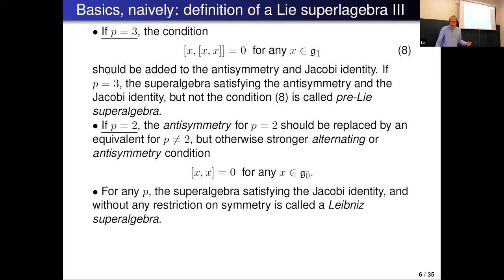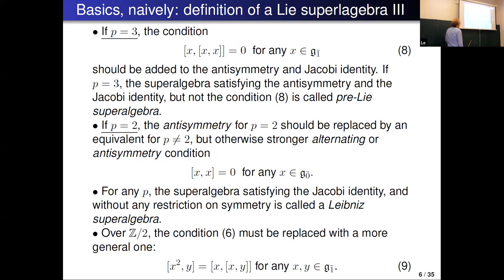And the last subtlety: if we are working over the field F_2, then condition six should be replaced by the following condition. Let me show why the characteristic two is so special, by an example.